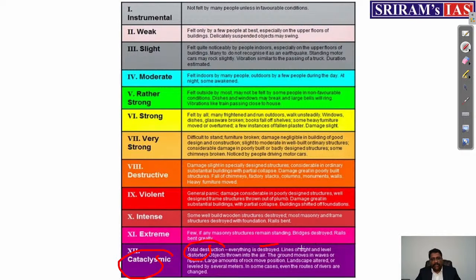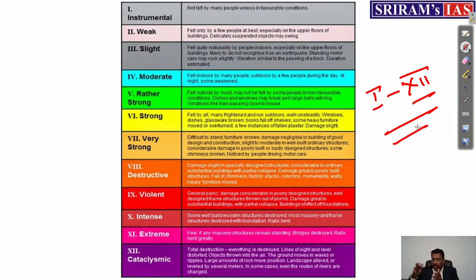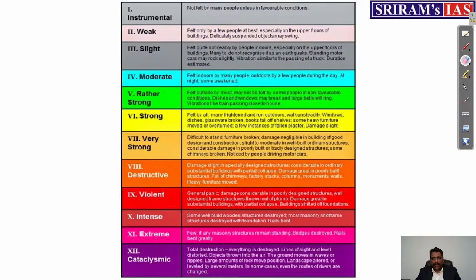Everything is destroyed. Line of sight and level distorted. Objects thrown into the air. The ground moves in waves or ripples and a large amount of rock moves position. Landscape altered or leveled by several meters. And my dear friends, they say in some cases even the course of the rivers can be changed. Such is scale rating number 12. So it is 1 to 12. It is a pre-calibrated scale rating. The only thing is that you have to assess the impact of an earthquake and accordingly assign a number to that earthquake. Okay, right.